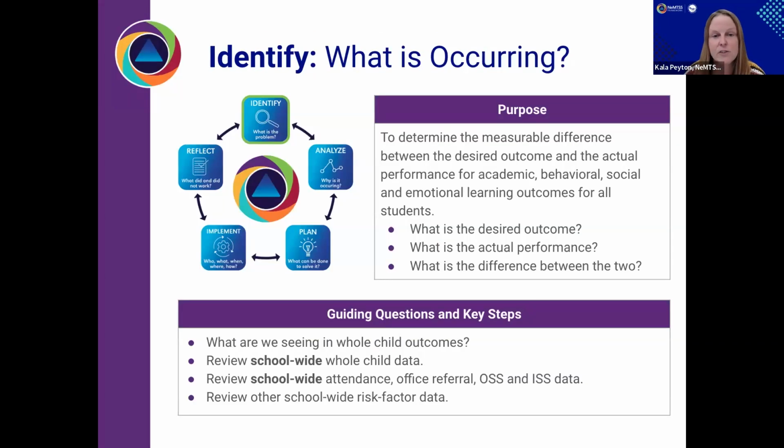When school teams engage in the problem-solving process, the first step is to identify what is occurring. Teams will analyze multiple sources of data to identify the difference between the desired outcome and the actual performance for academic, behavioral, social, and emotional outcomes for all students. The key step in the identify stage is to ensure teams are reviewing multiple sources of school-wide data.